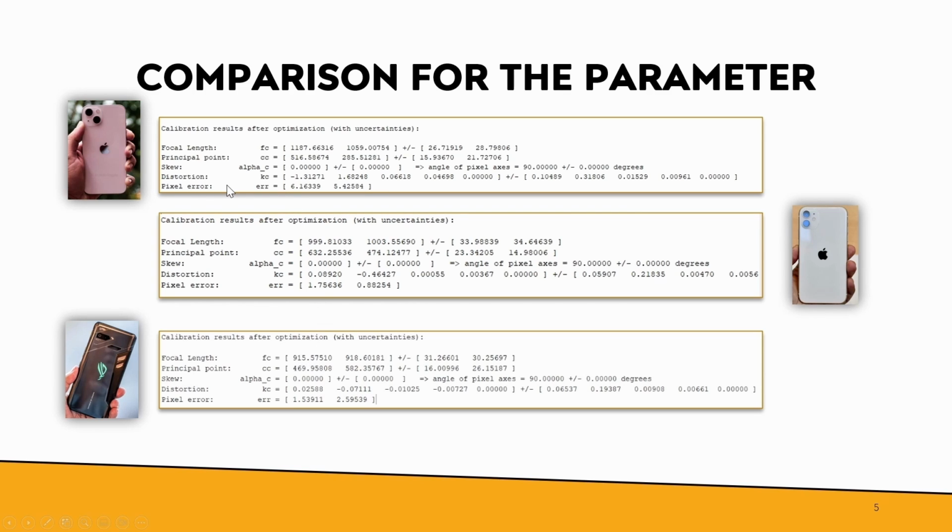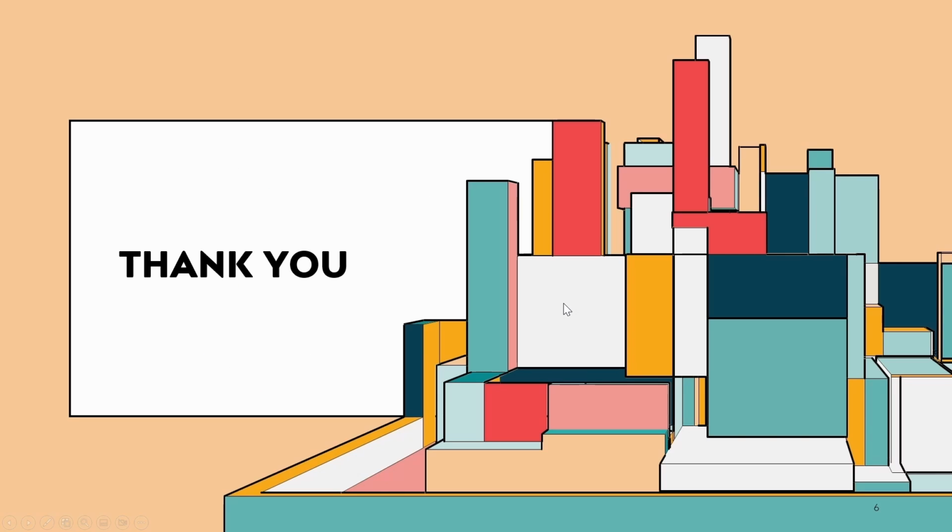Last but not least, for the ROG Phone, it is 915.57510. And also the difference in the distortion coefficients: for the iPhone 13, the values are negative 1.31, 1.68, 0.06, 0.04, and 0. For the iPhone 11 it is 0.089, negative 0.464, 0.0005, 0.00367 and 0. Last but not least, for the ROG Phone, it is 0.026, negative 0.071, negative 0.01025, negative 0.07 and 0. That's all from us. Thank you.